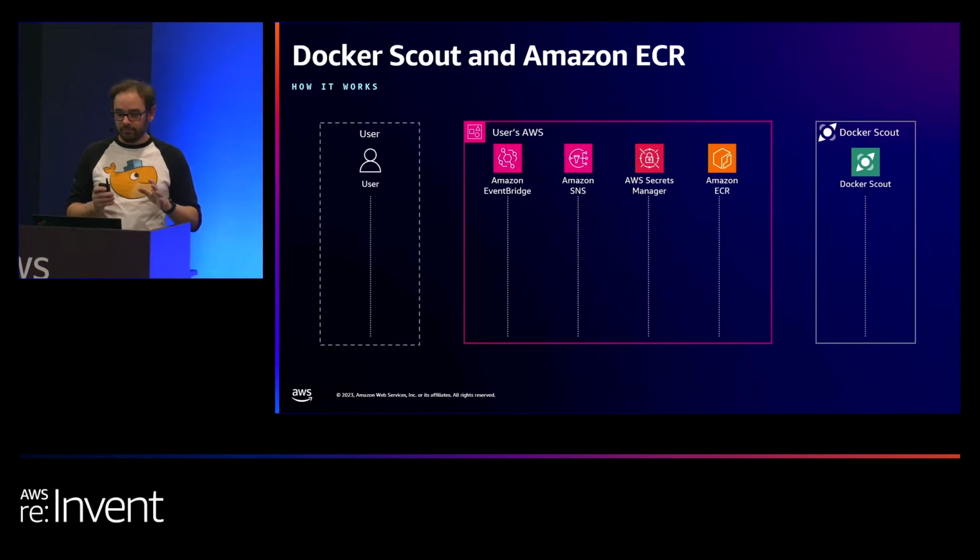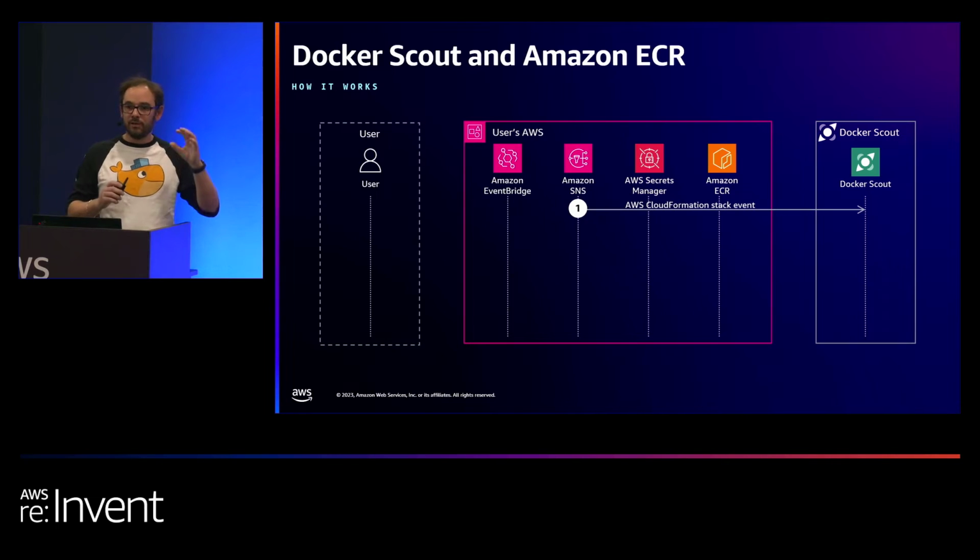So just a bit more technical, but just how it's working. Very specifically, the integration between Docker Scout and ECR. So the first thing you will do is you will create a very small CloudFormation stack inside your system. And this will be able to create the link between your own AWS account and Docker Scout. So we'll be able to have an event going to Scout, and we'll store some credentials in the secrets manager.